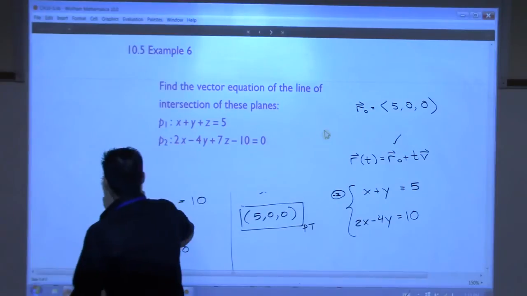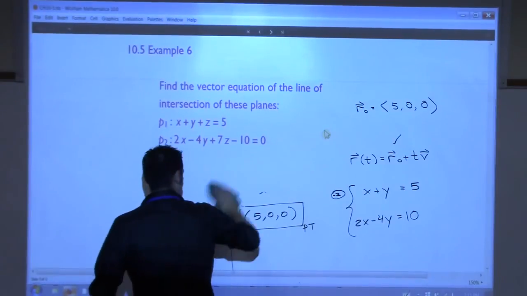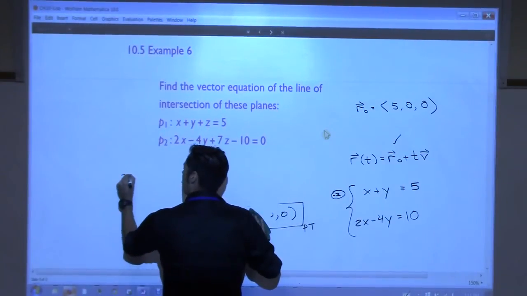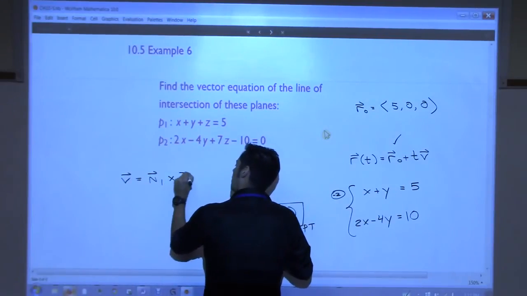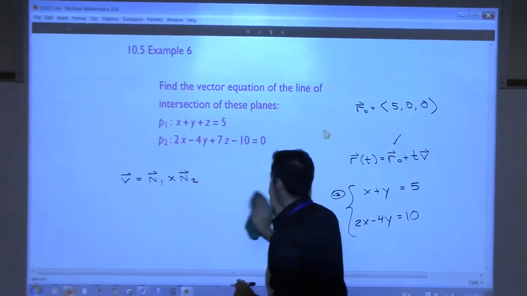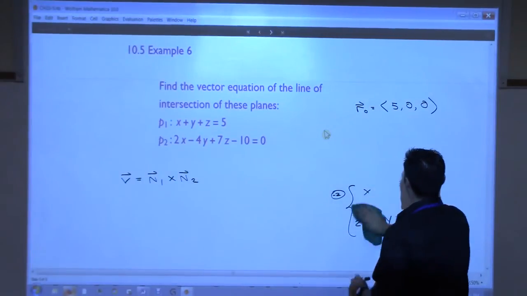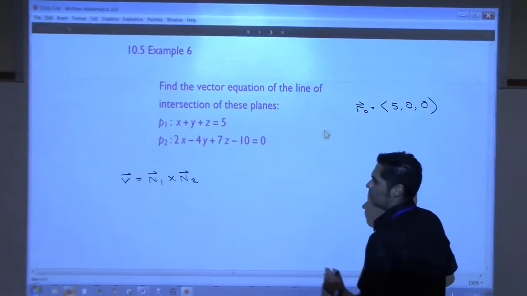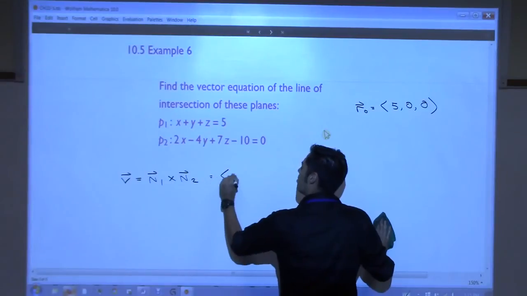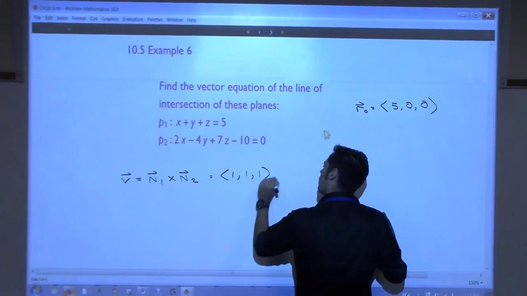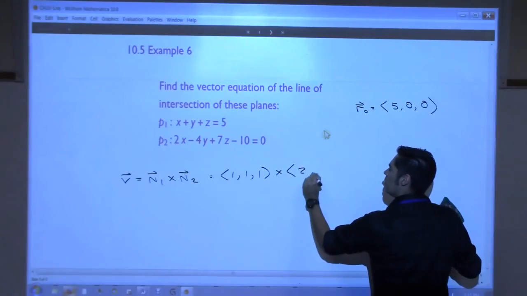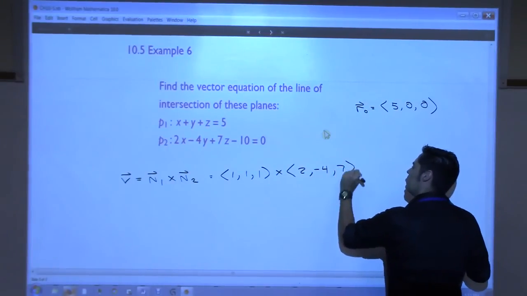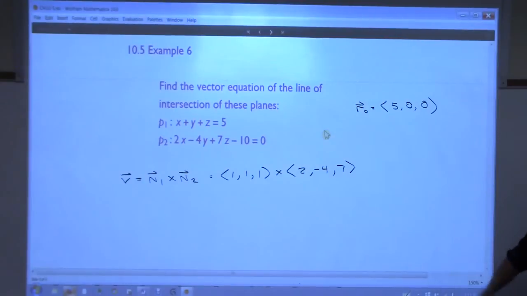So first part's done. Next part is to find v. V will be equal to the normal of the first plane crossed with the normal of the second plane. What is the normal of the first plane here? 1, 1, 1. Cross that with the normal of the second plane, which is 2, negative 4, 7. And then we do the cross product, right?